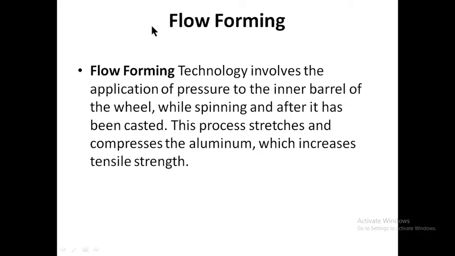Here we are starting with the flow forming process. You can see on your screen what this flow forming process is. It is a technology that involves the application of pressure to the inner barrel of the wheel while spinning, after it has been cast. So flow forming is a process where force and pressure are applied, mostly on the inner barrel of the wheel while spinning. This process stretches and compresses the aluminum while increasing the tensile strength.